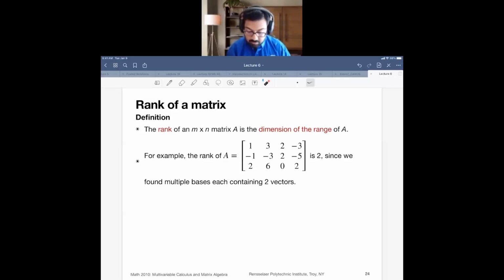For this particular matrix A that we have considered so many times, the dimension of the basis of the range of A was 2, so the rank is going to be 2. No matter which method we used to find the basis for the range of A, we always had 2 vectors. So the dimension for a particular matrix A is unique. Rank is the dimension of the range of A: you take the range, find the basis of the range, and the number of vectors in that basis gives you the rank.